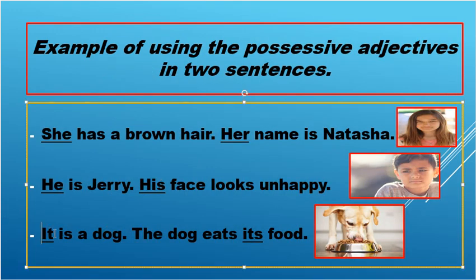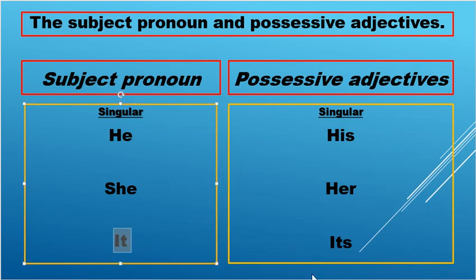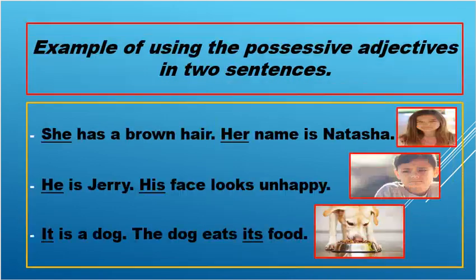Okay, next, it is a dog. So this one here, a dog. We use it because we're talking about animals. So: It is a dog. The dog eats its food. This food is eaten by the dog, its food. So the possessive adjective for it is its. So it is a dog. The dog eats its food. From one sentence, now you build up two sentences using the possessive adjectives. This is how the possessive adjective works.